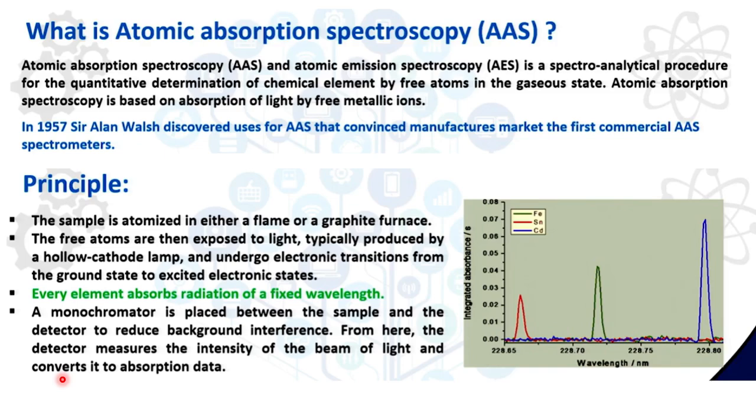The third one is atomic absorption spectroscopy. So what does it mean? Atomic absorption spectroscopy. So obviously there must be formation of atoms, and it is an emission type of spectroscopy. So AAS.